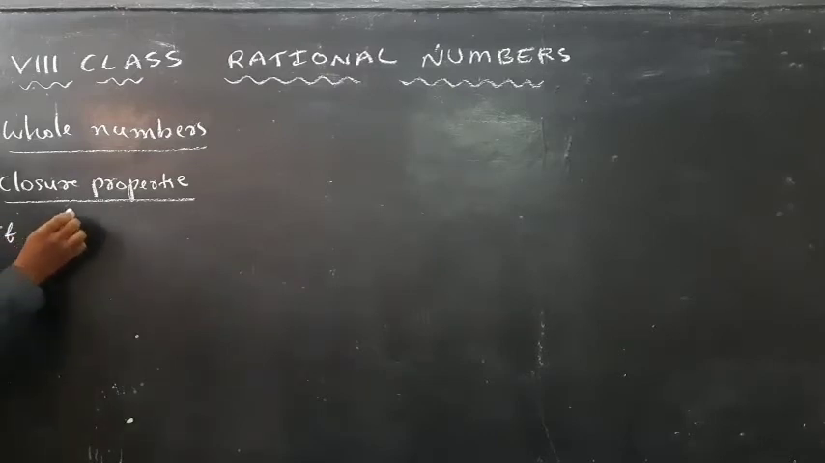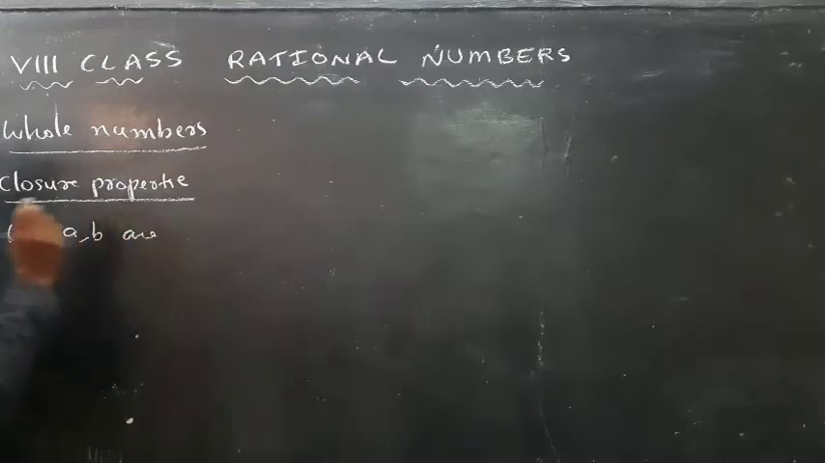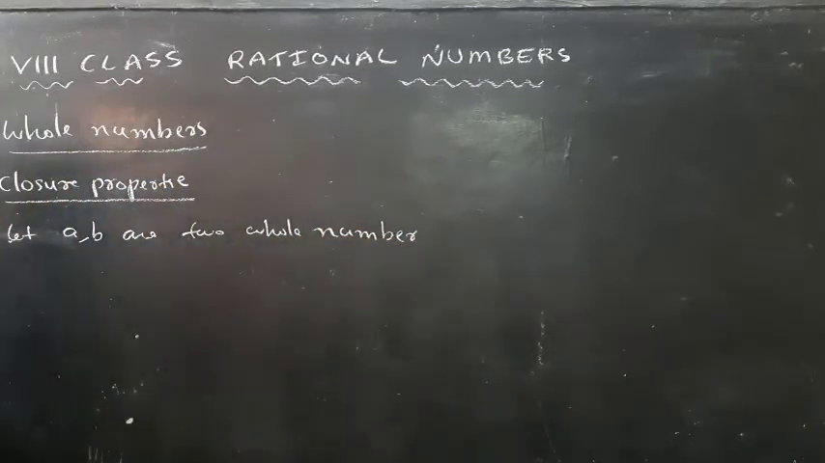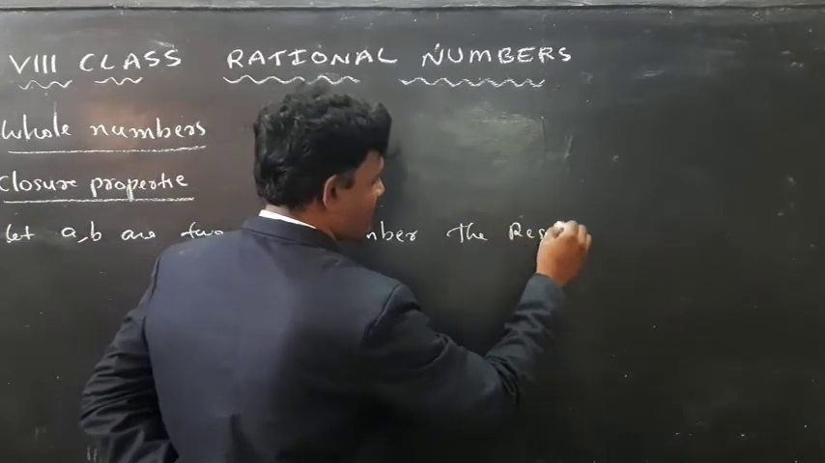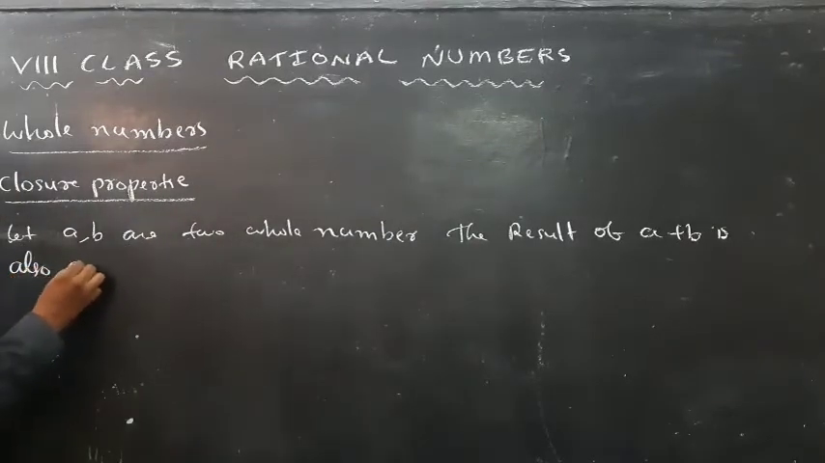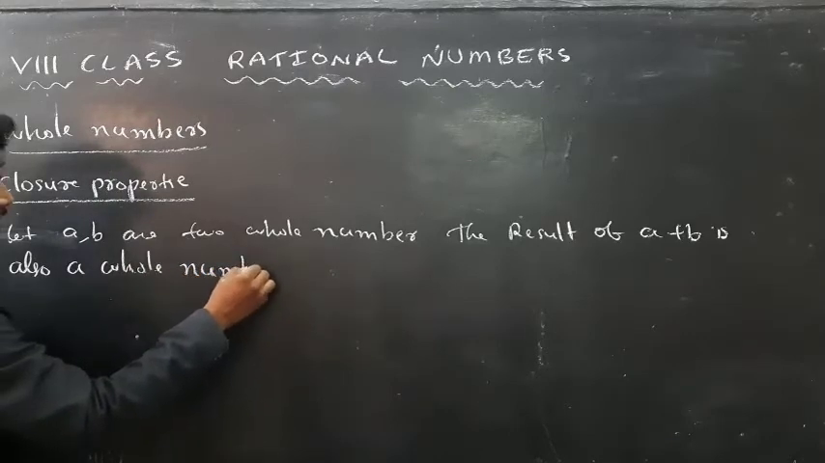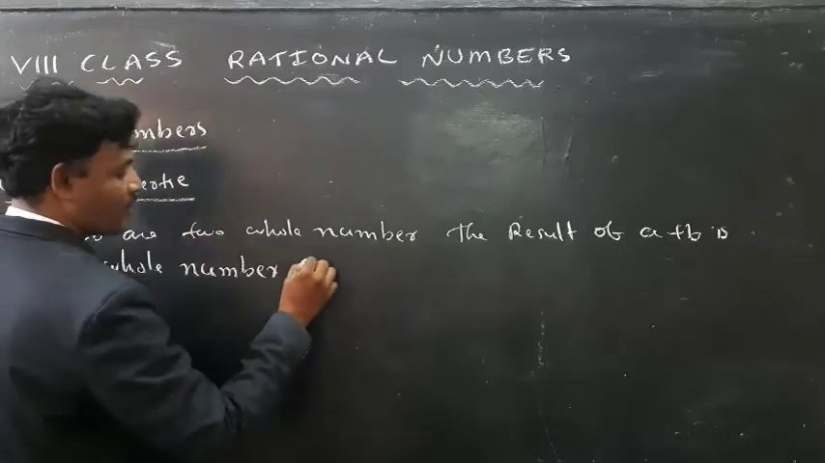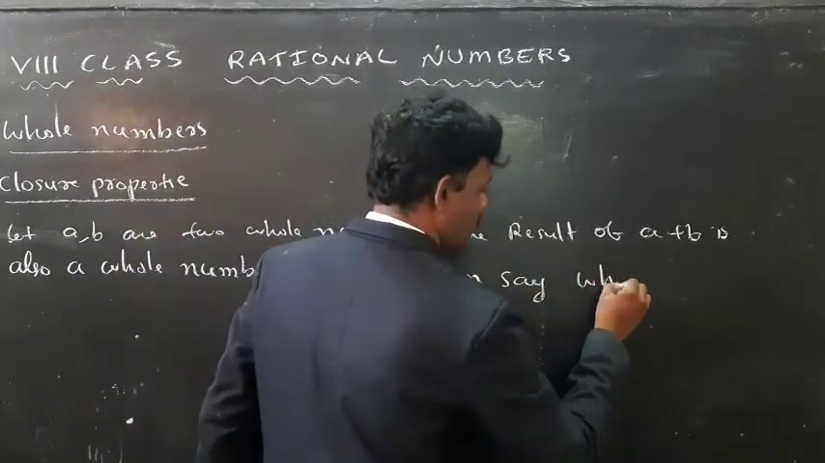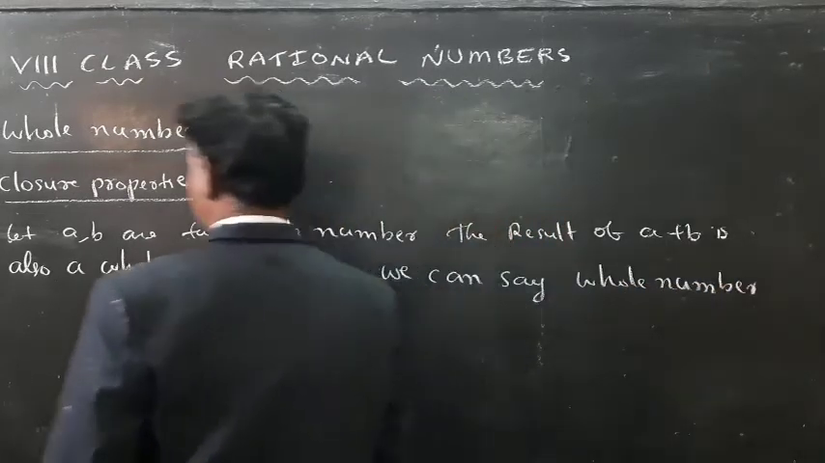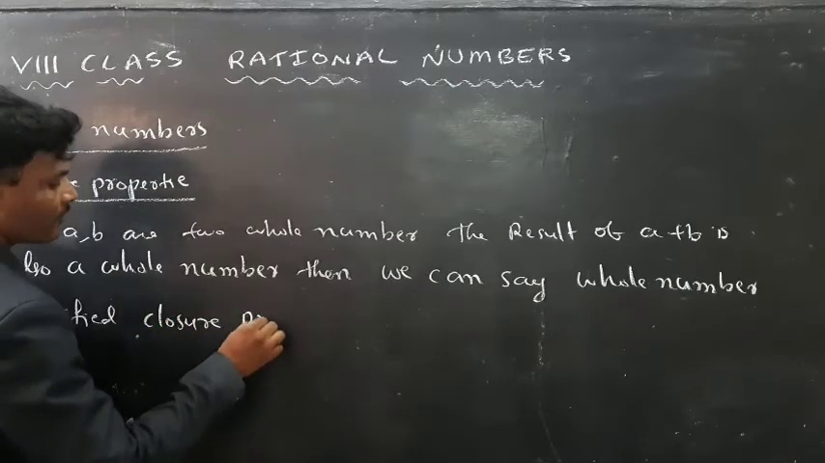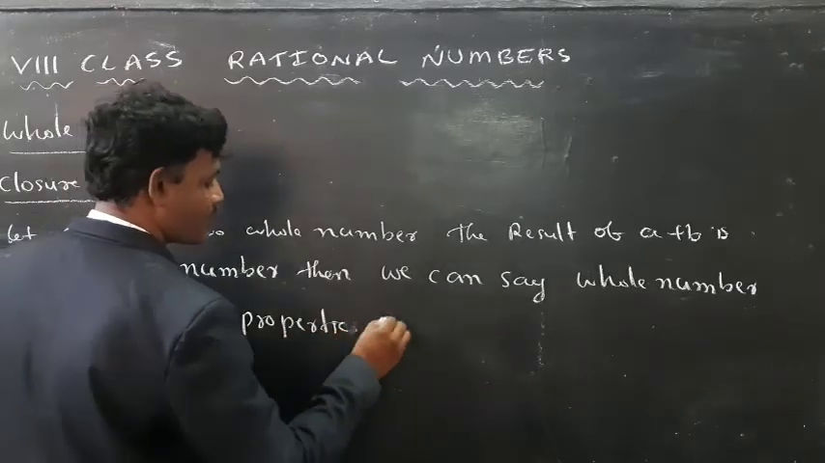Let a, b be two whole numbers. If the result of a plus b is also a whole number, then we can say whole numbers satisfy the closure property under addition.